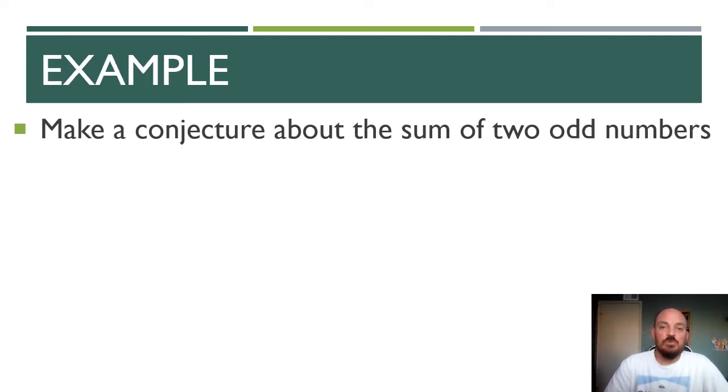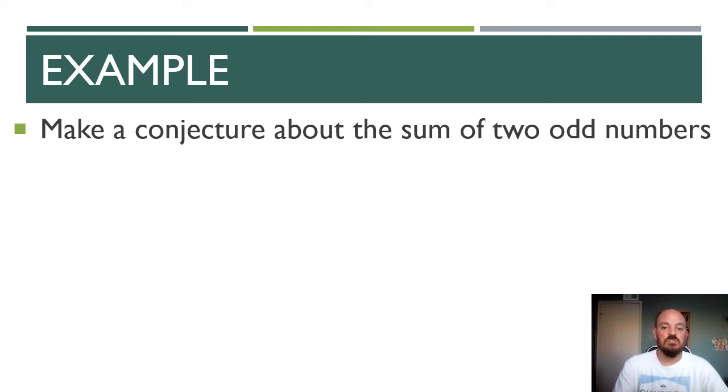And I just want you to remember as we do this first example, right now it's just a guess. Your conjecture may not be right. We're just noticing a pattern and making a guess. So let's make a conjecture now about the sum of 2 odd numbers. Now sum means add. So we're going to make a conjecture about what happens when you add 2 odd numbers.